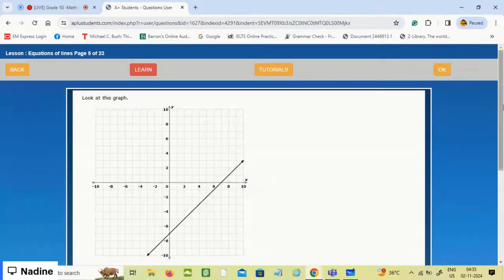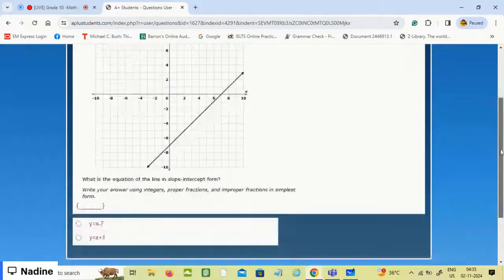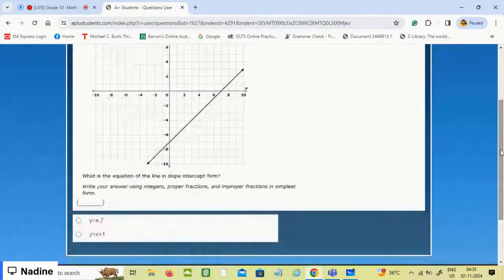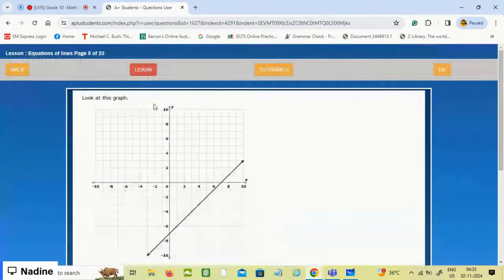Look at this graph. So the graph touches at negative 7. So the b is negative 7, right? So the correct option is y equals x minus 7. Option number 1 is the correct option. Okay, you can complete the lesson by yourself later today.